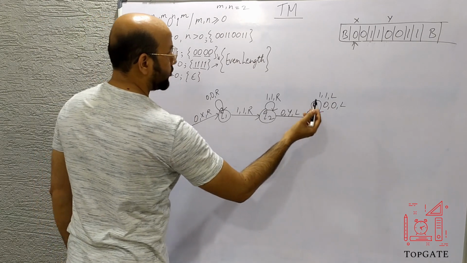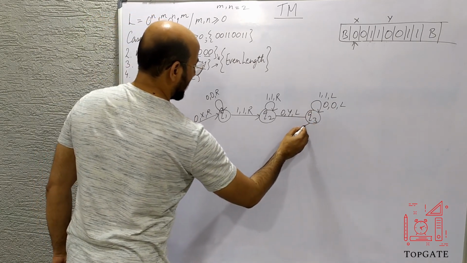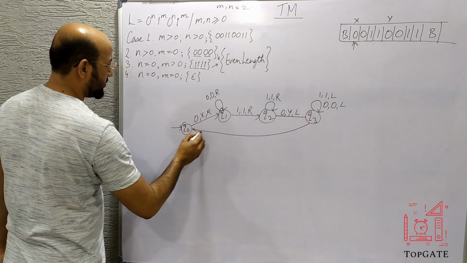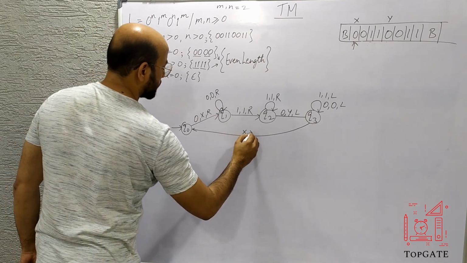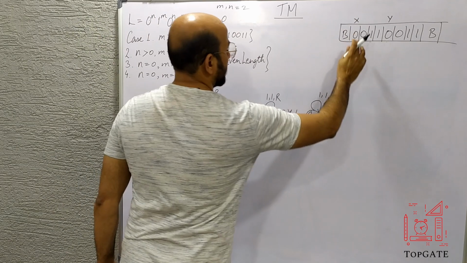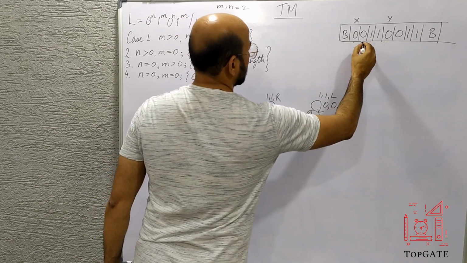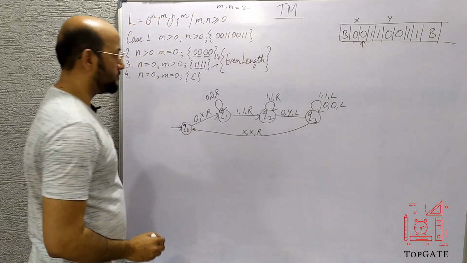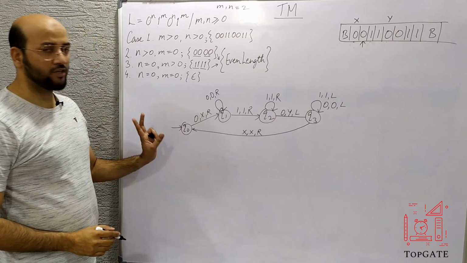Okay, now I need to come back to the initial state. So here I'll come to the initial state, that is, if you find X, you should keep it as X and go to the right side. So this X will be X only, and the pointer will point to the next 0 now. Okay, and the machine is at Q0 right now.